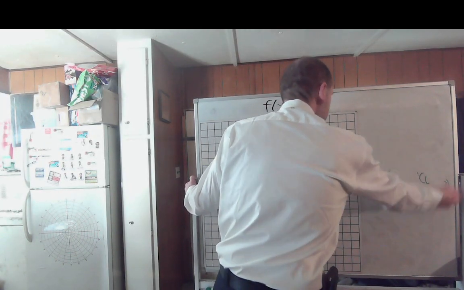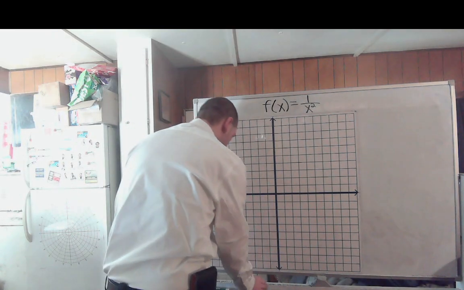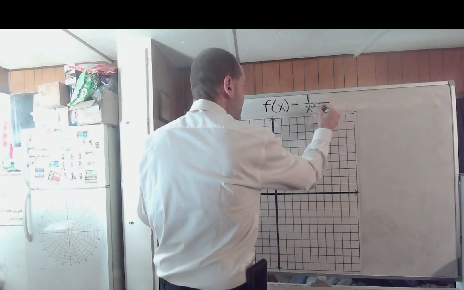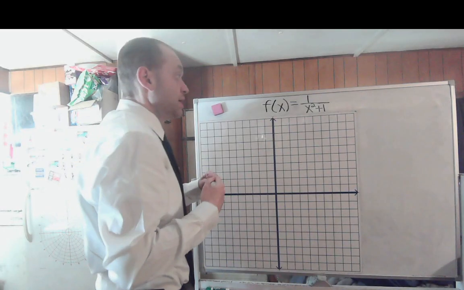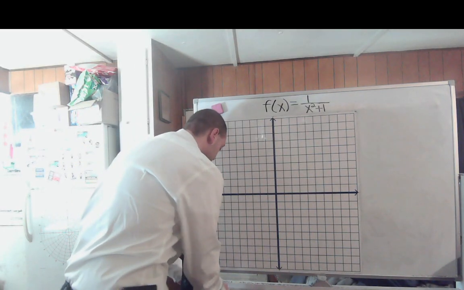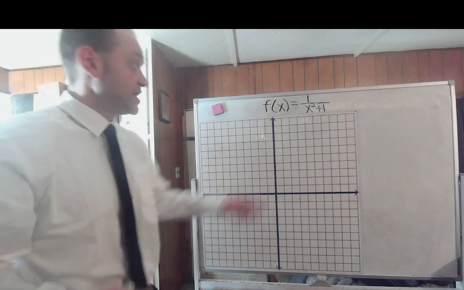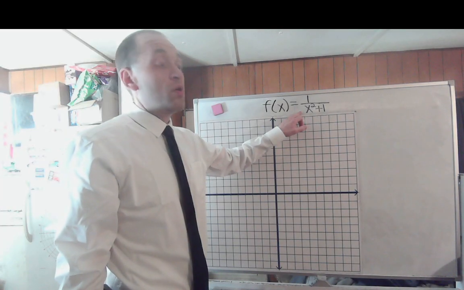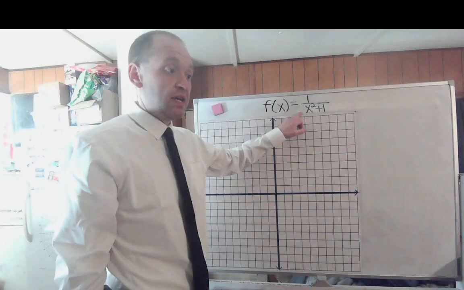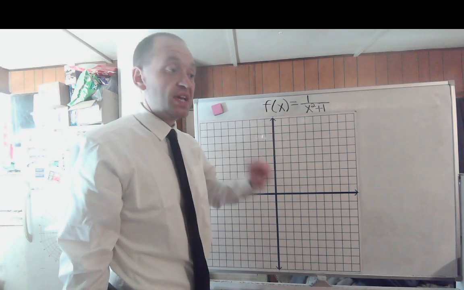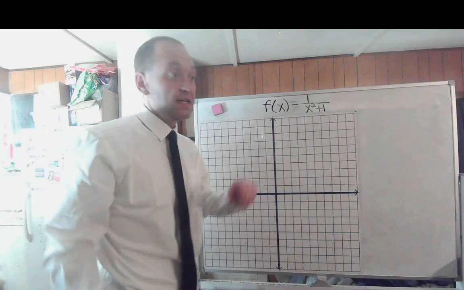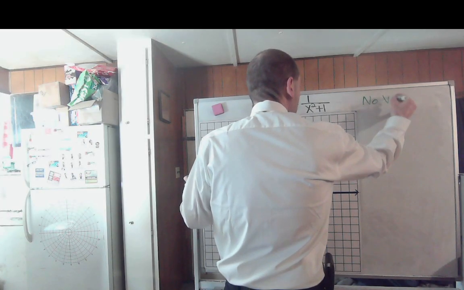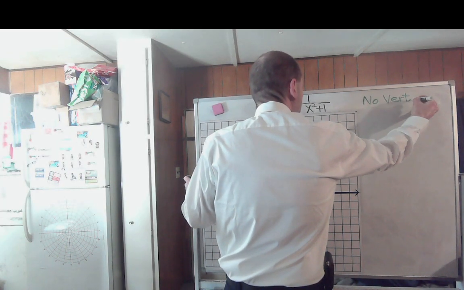It's going to be a little bit different. So let's say, this time I'm just going to change this ever so slightly. I have 1 over x squared plus 1. Well, let's see if we can find a vertical asymptote. This would be when x squared plus 1 equals 0. Well, here's the thing. Does x squared plus 1 in the set of real numbers equal 0? It doesn't. So actually you have no vertical asymptote. There are no vertical asymptotes this time.